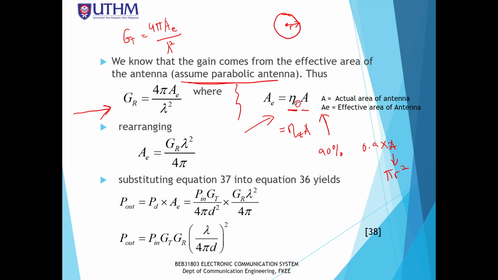Tapi apa beza dia? Bezanya nanti mungkin di sini. Maybe the difference is over here. Okay, because of the efficiency and also the area. Okay, lambda mungkin sama sebab kita gunakan frekuensi yang sama antara kedua-dua antena. Okay, nanti kita akan lihat contoh yang berbeza.